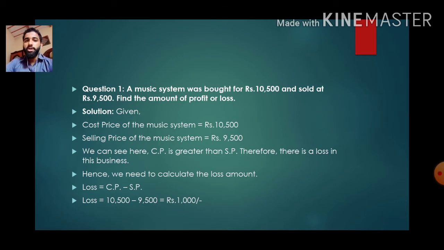Solution. The cost price of the music system is 10,500 rupees. The selling price of the music system is 9,500 rupees. We can see here that CP is greater than SP. Therefore, there is a loss in the business. Hence, we need to calculate the amount. Loss is equal to CP minus SP. Our cost price is 10,500 rupees minus SP, the selling price, 9,500 rupees. When we calculate it, the answer will be 1,000 rupees.